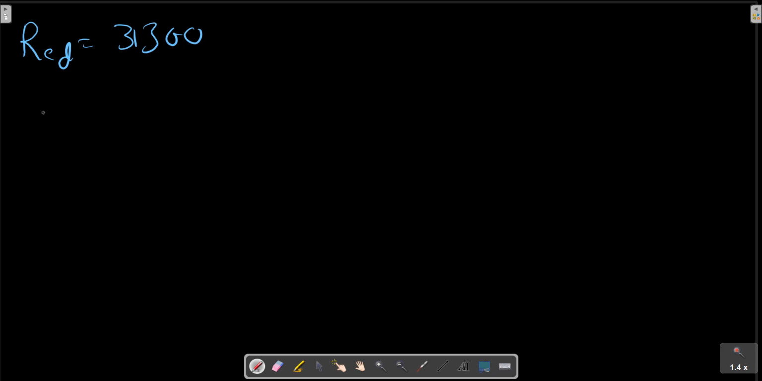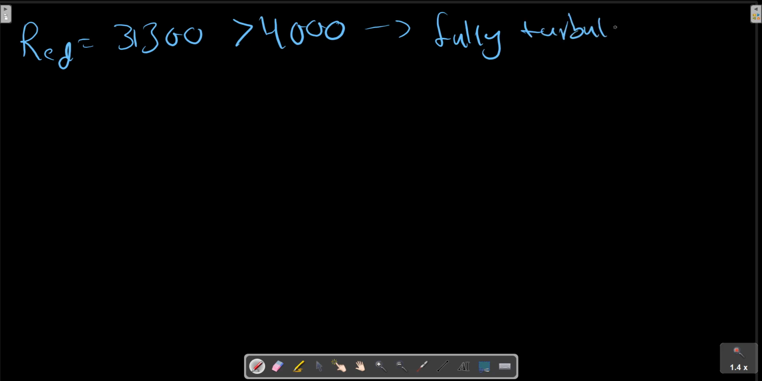Reynolds number, entrance length. This is greater than 2,000, hence the flow is fully turbulent. And we can apply the relation for turbulent flow in a pipe at this state.